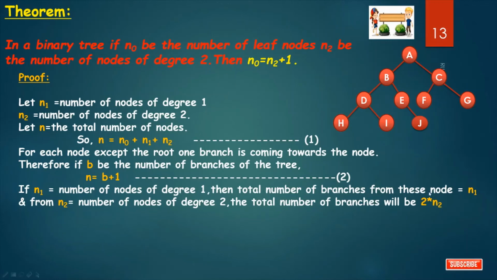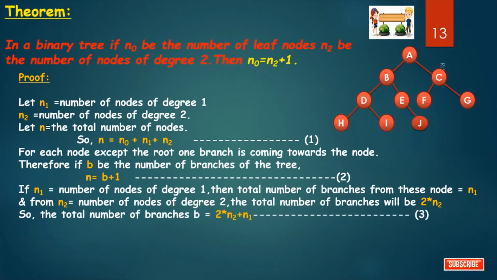Actually, we are calculating the number of branches. And for nodes having degree 0, no branches are coming, because for H, I, J, F and G, no branches are coming. So the total number of branches B equals 2 into n2 plus n1. So we can replace this value in equation 2. n equals B plus 1, so n equals 2 into n2 plus n1 plus 1.